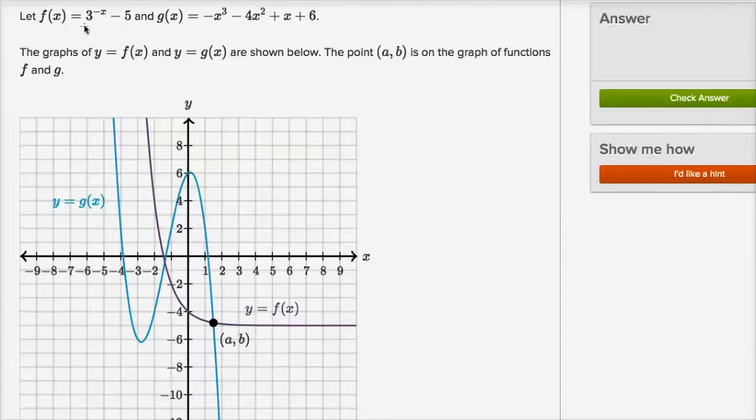Let f of x equal 3 to the negative x minus 5, and g of x equals negative x to the third minus 4x squared plus x plus 6. The graphs of y equals f of x and y equals g of x are shown below. And we see them right over here.